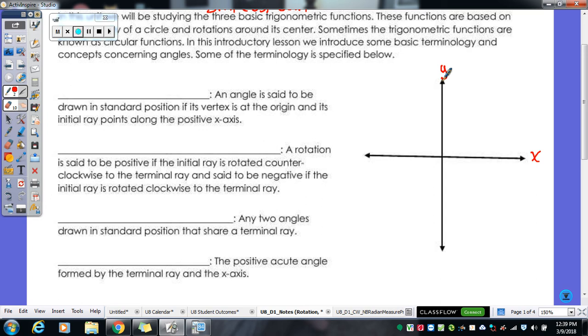Where is our quadrant 1? Top right is quadrant 1. And then over here, top left is our quadrant 2. And then our quadrant 3 and our quadrant 4.